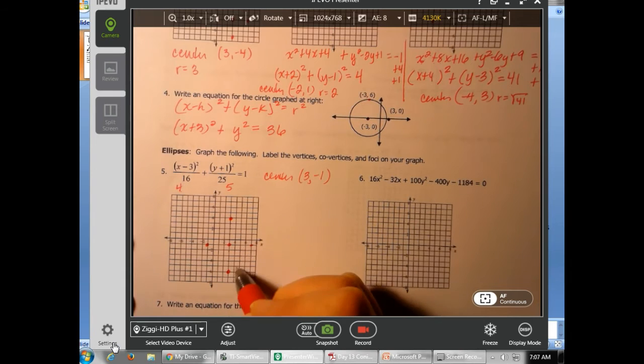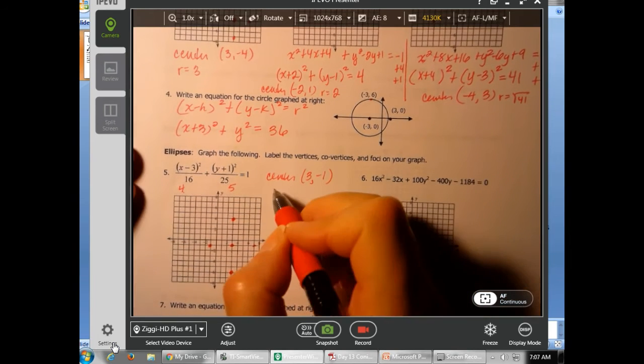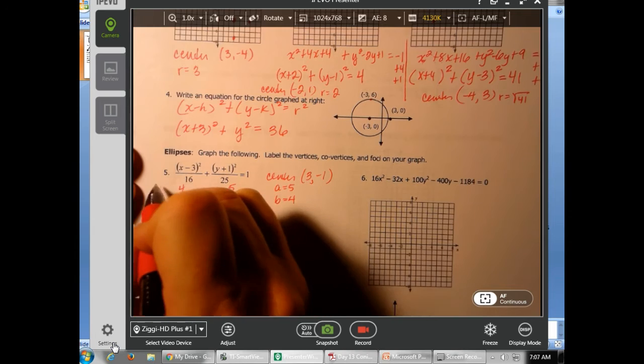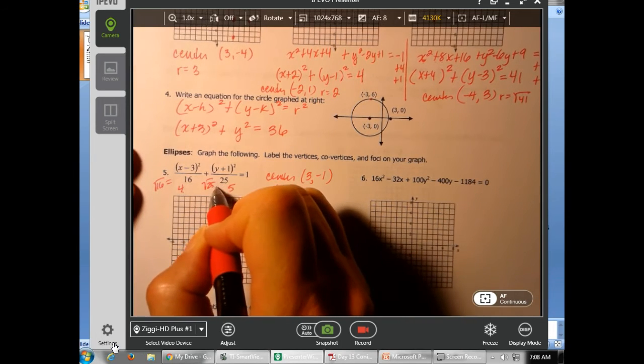So this is elongated vertically. It's a little bit taller than it is wide, if you want to think of it like that. So we know A is 5, we know B is 4. We figured that out by taking the square roots up here. Just make sure you know how to get those.